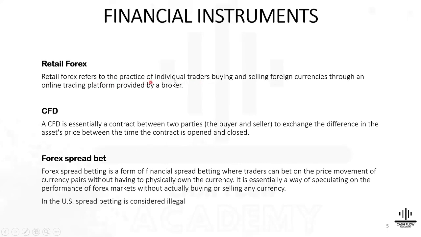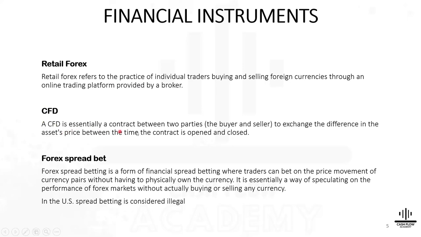So retail Forex refers to the practice of individual traders buying and selling foreign currencies through an online trading platform provided by a broker. So a broker is the interface between the buyer and the seller. As this course continues, we're going to learn much more about a broker, who a broker is, what a brokerage firm is, what do they do, what's their function, how to get a good broker. So it's just a middleman facilitating the buying and selling between 2 traders. Very, very simple. Then CFD.